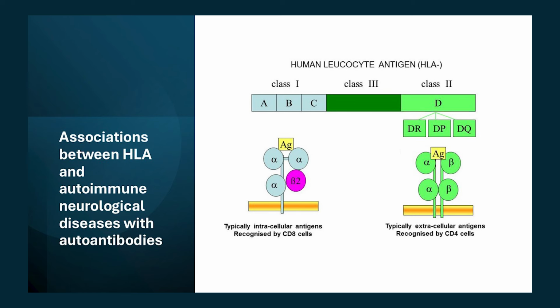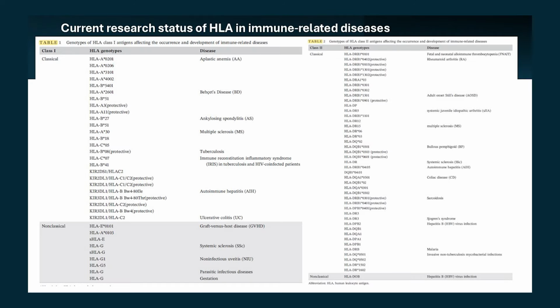HLA also plays a major role in T cell selection in the thymus, which is a gland critical to proper immune response. Here we see a long list of autoimmune diseases associated with Class 1 and Class 2 HLA genotypes. You may see your autoimmune disease here if you have one. For example, in ankylosing spondylitis, HLA-B27 is the big culprit.